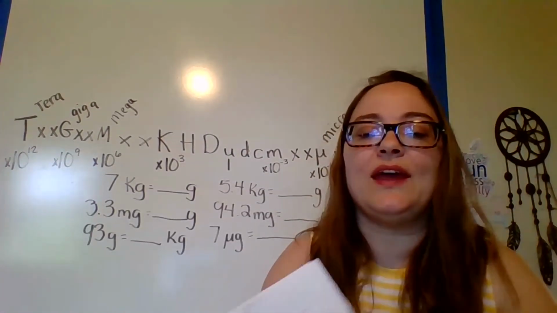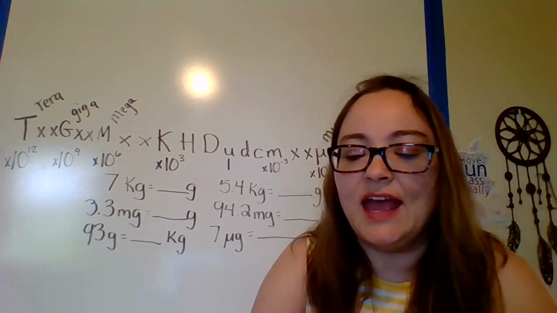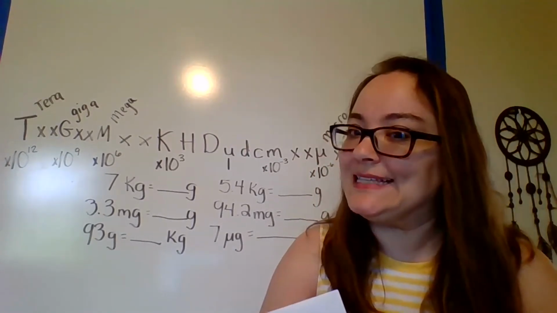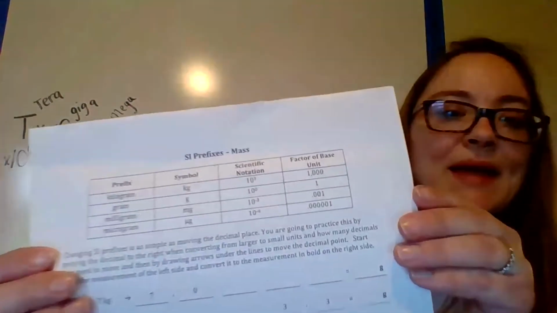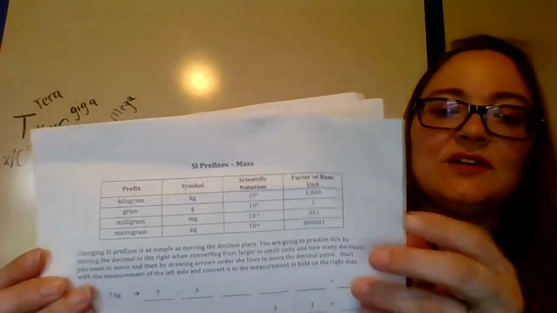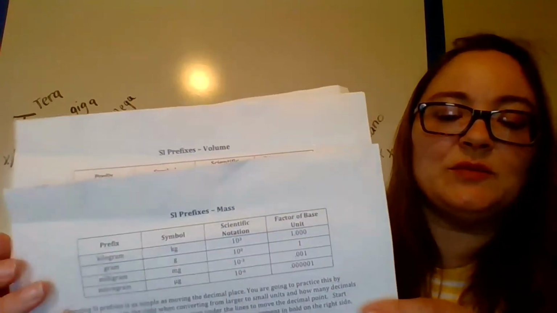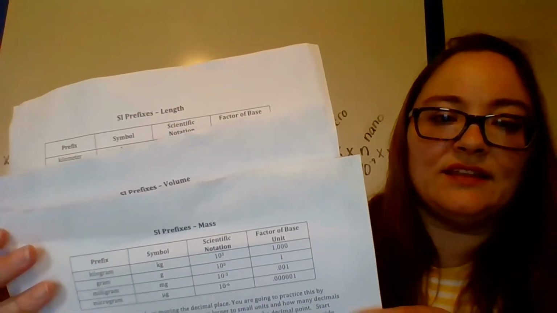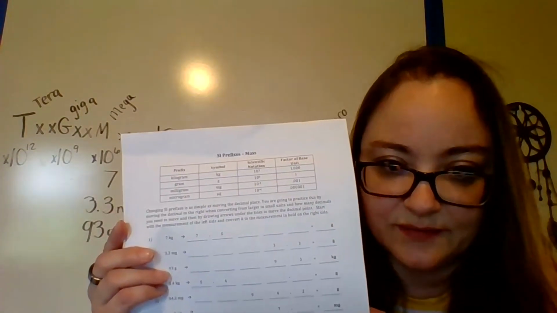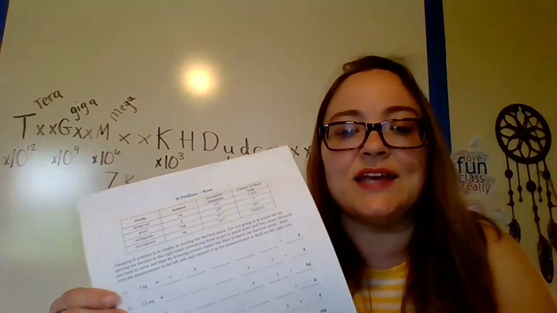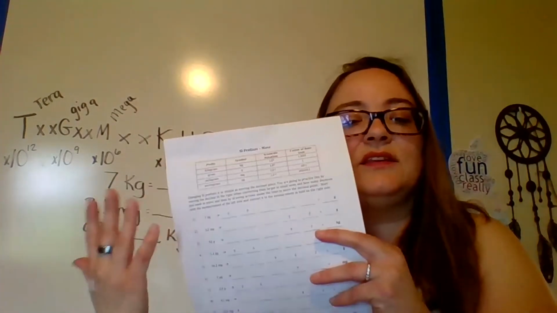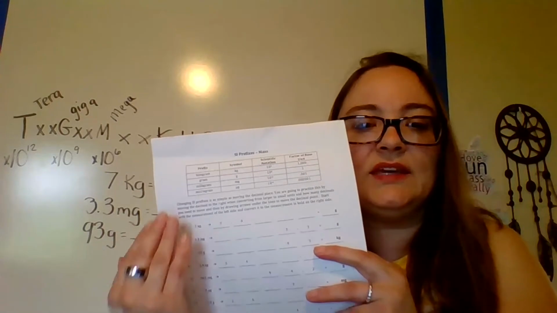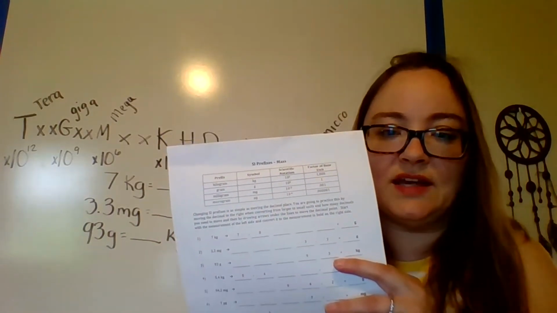Okay, so now we've finished the whole first page, and the next 3 pages are basically the same thing over and over again. One focuses on mass, one focuses on volume, and one focuses on length. But it's the same thing for all 3 pages. Now, if you printed this out and you've been having a hard time with this, this is another way to look at it. It gives you a visual place to move the decimal.